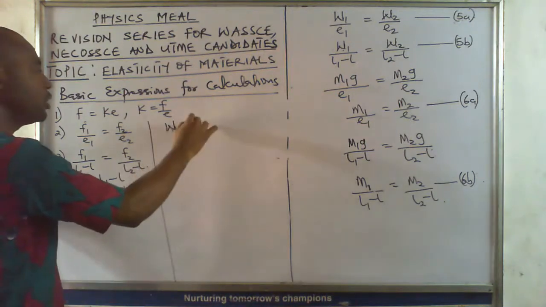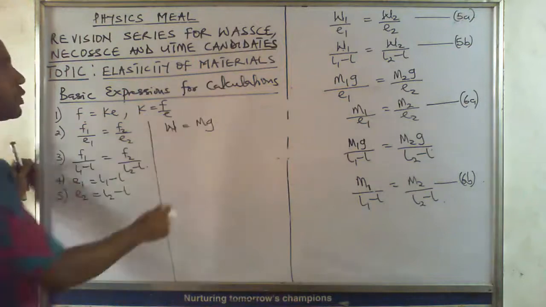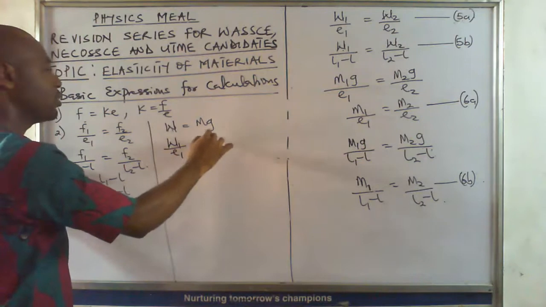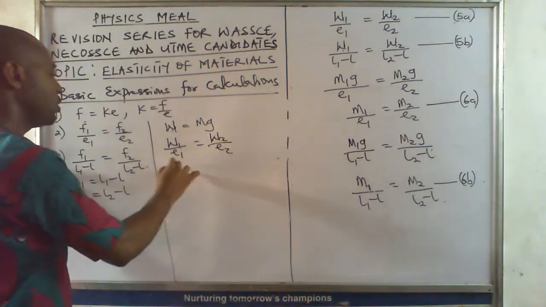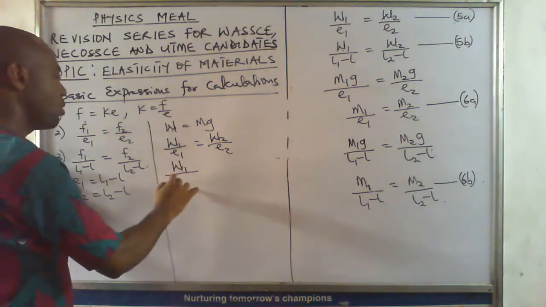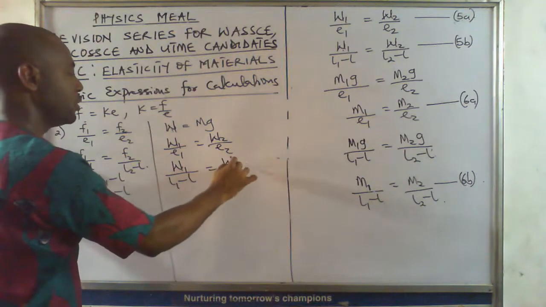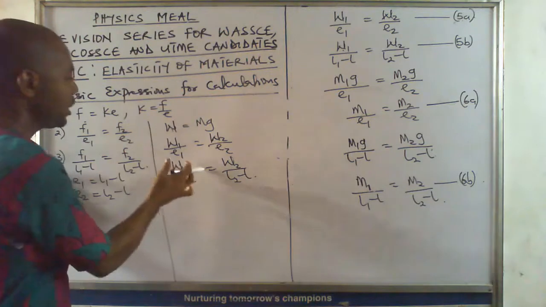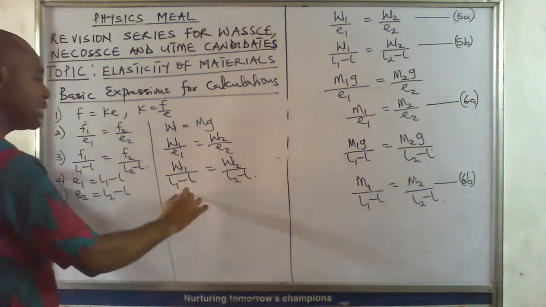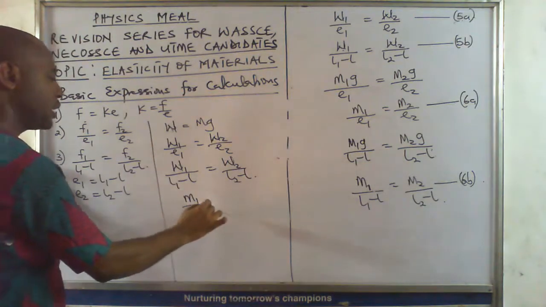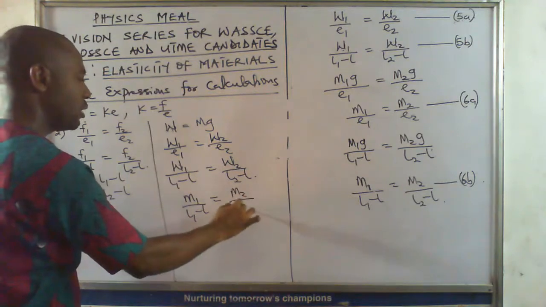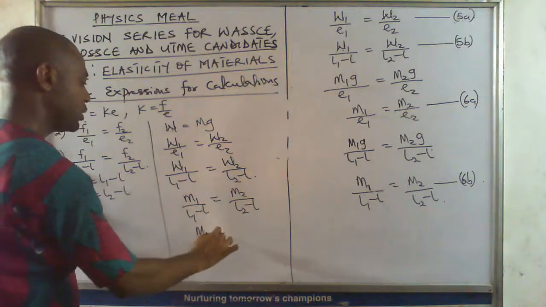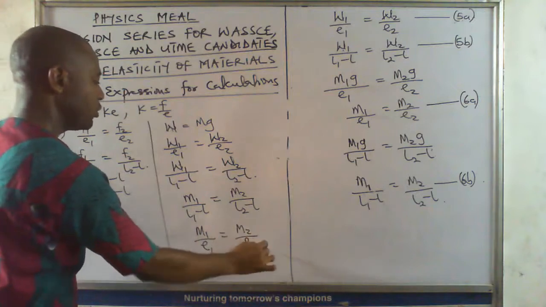Let's go further somewhere here to talk about the weight. We already know weight is Mg. We have established that. So if weights are given, we write W1 over E1 is equal to W2 over E2. W1 over L1 minus L equals W2 over L2 minus L. Then we also established that since weight is Mg, we can write this as M1 over L1 minus L equals M2 over L2 minus L, or M1 over E1 is equal to M2 over E2.